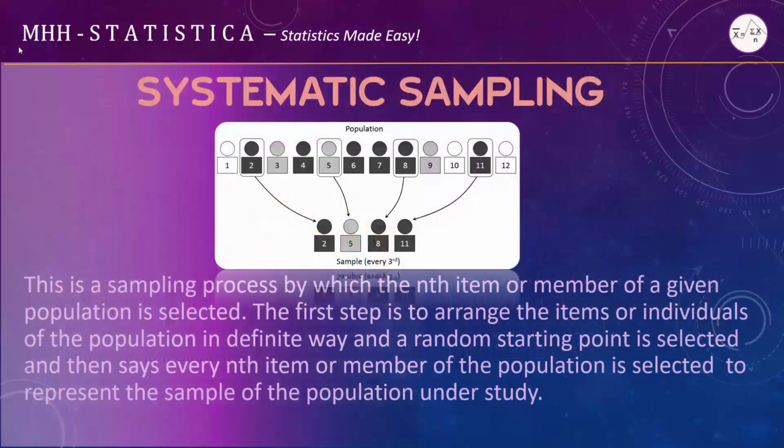Another one, that is the second example of probability sampling, is systematic sampling. Systematic sampling is the process by which the nth item or member of a given population is selected. The first step is to arrange the items or individuals of the population in a defined way, and a random starting point is selected, and then every nth item or member of the population is selected to represent the sample of the population under study.